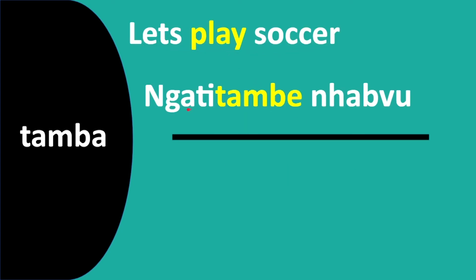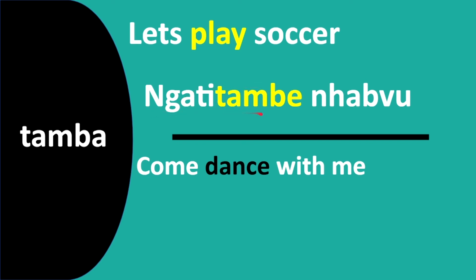Let's play soccer. Ngati tambe navu. Let's becomes this prefix, ngati. Play, tambe. Soccer, navu. Ngati tambe navu. I understand our translation has an A at the end, but in this case we placed an E. Usually when we place a prefix in front of the word tamba, we change the last letter from A to E because you're referring to something that can be done by people. So let's play soccer becomes ngati tambe navu.